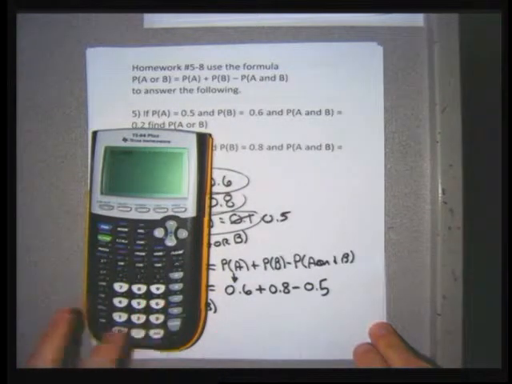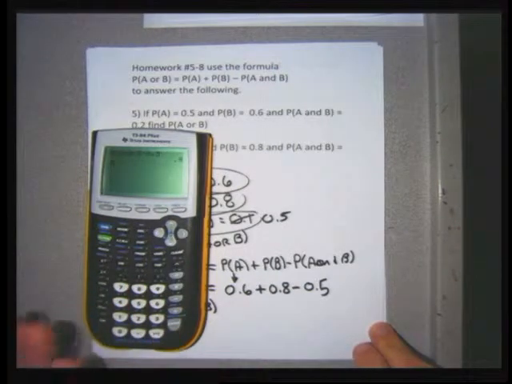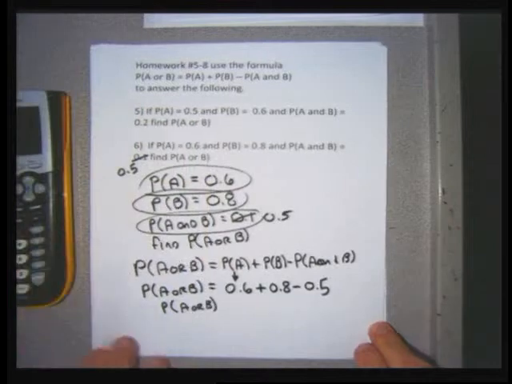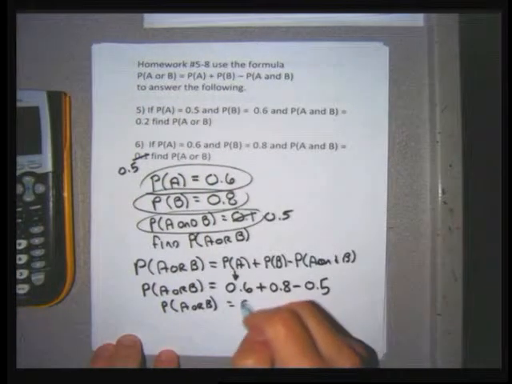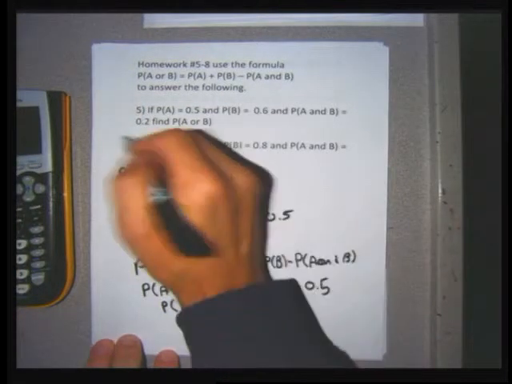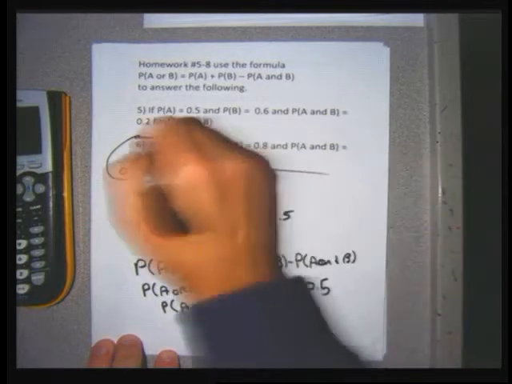0.6 plus 0.8 less 0.5, and I'll get 0.9. So the probability of A or B is 90%, which is 0.9. That's the answer to the modified problem 6.